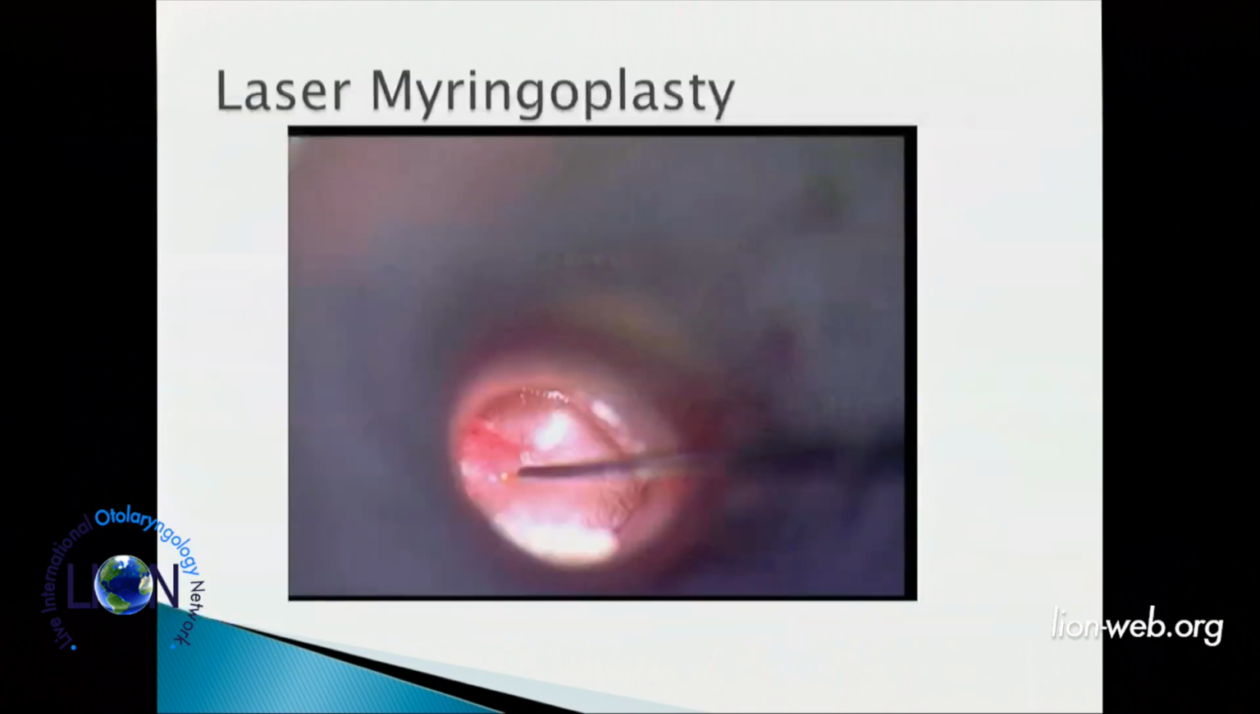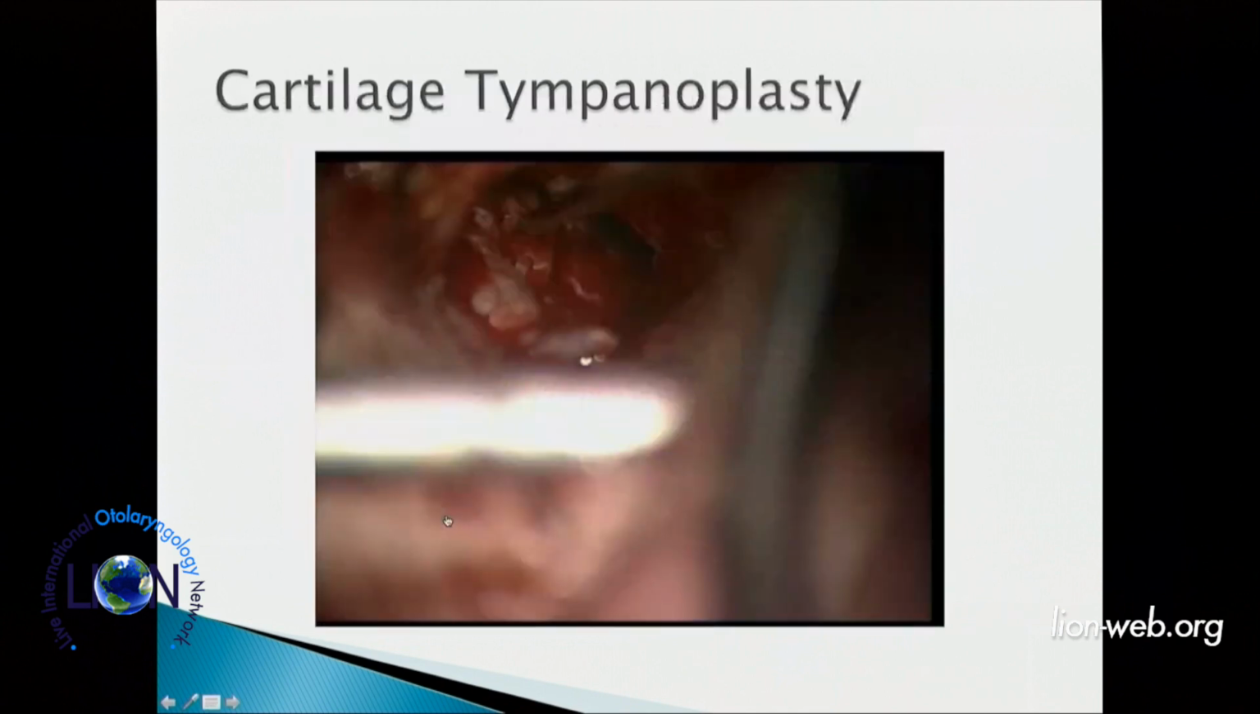If it doesn't, I will not operate on them. But if it does magically make their symptoms go away completely, almost, then I'll consider surgery on these patients. And I've done laser myringoplasty to stiffen up the TM. I'm not going to bother with the video. I've done cartilage tympanoplasties. I'm just going to tell you the comparison.